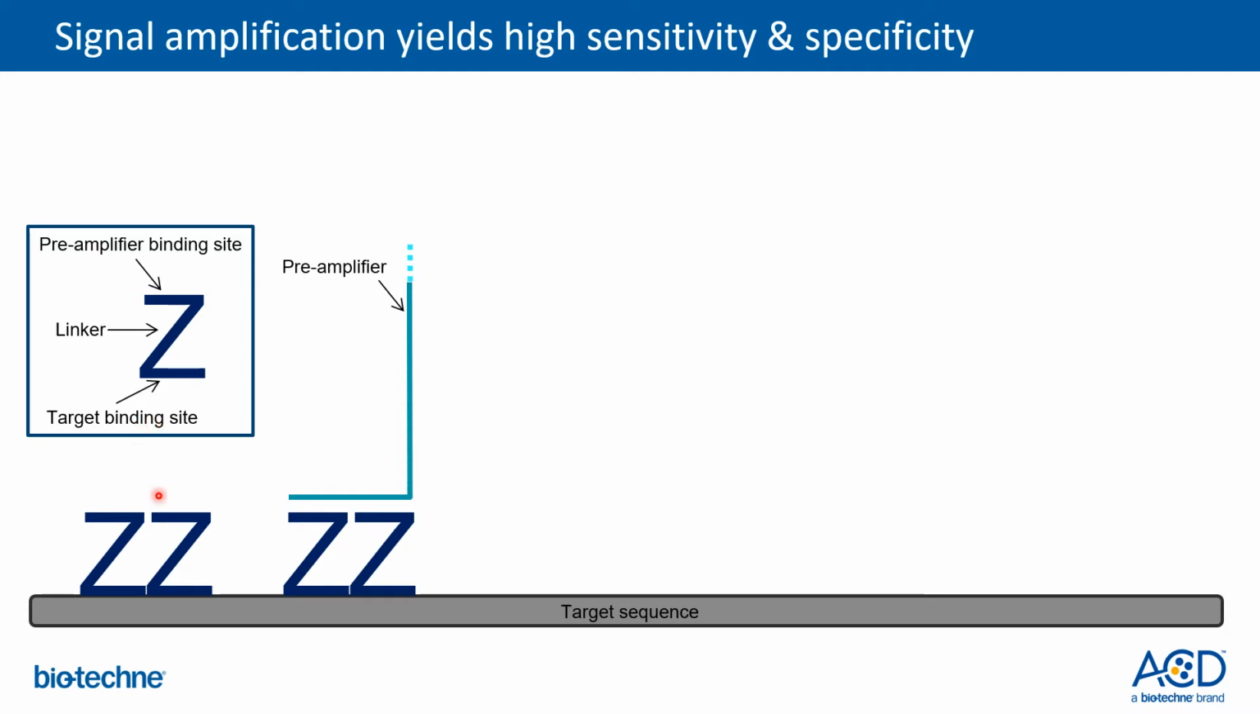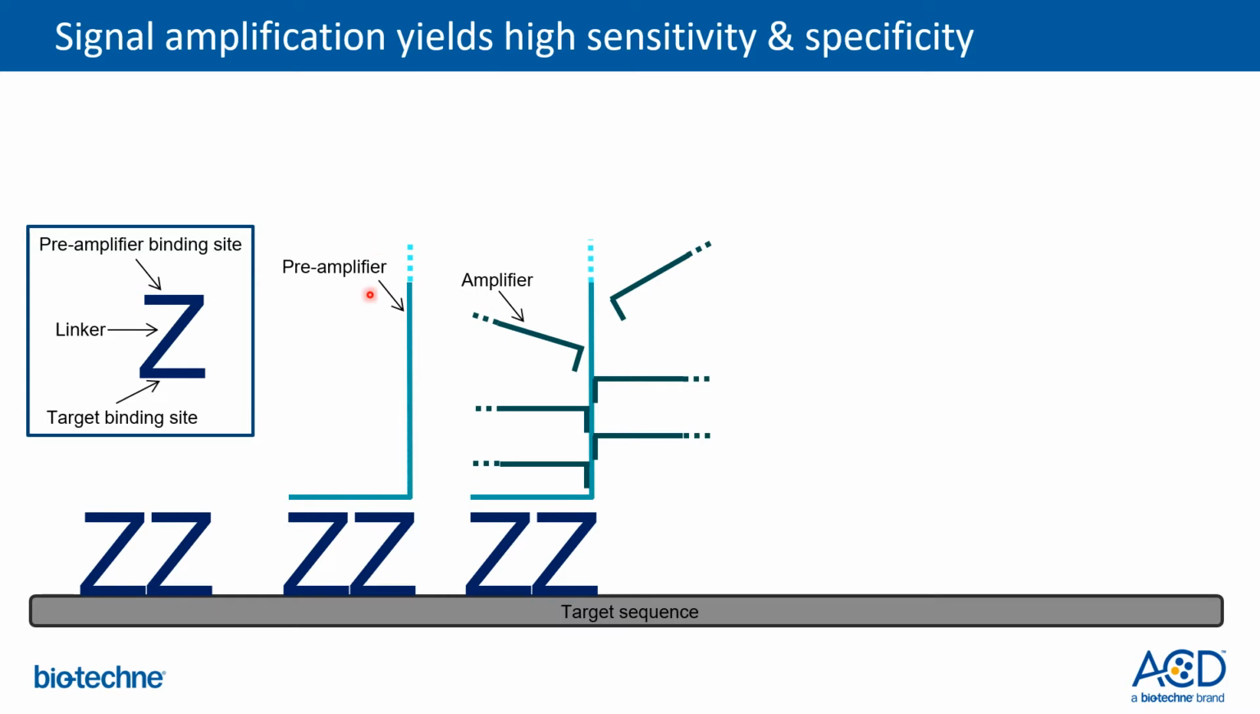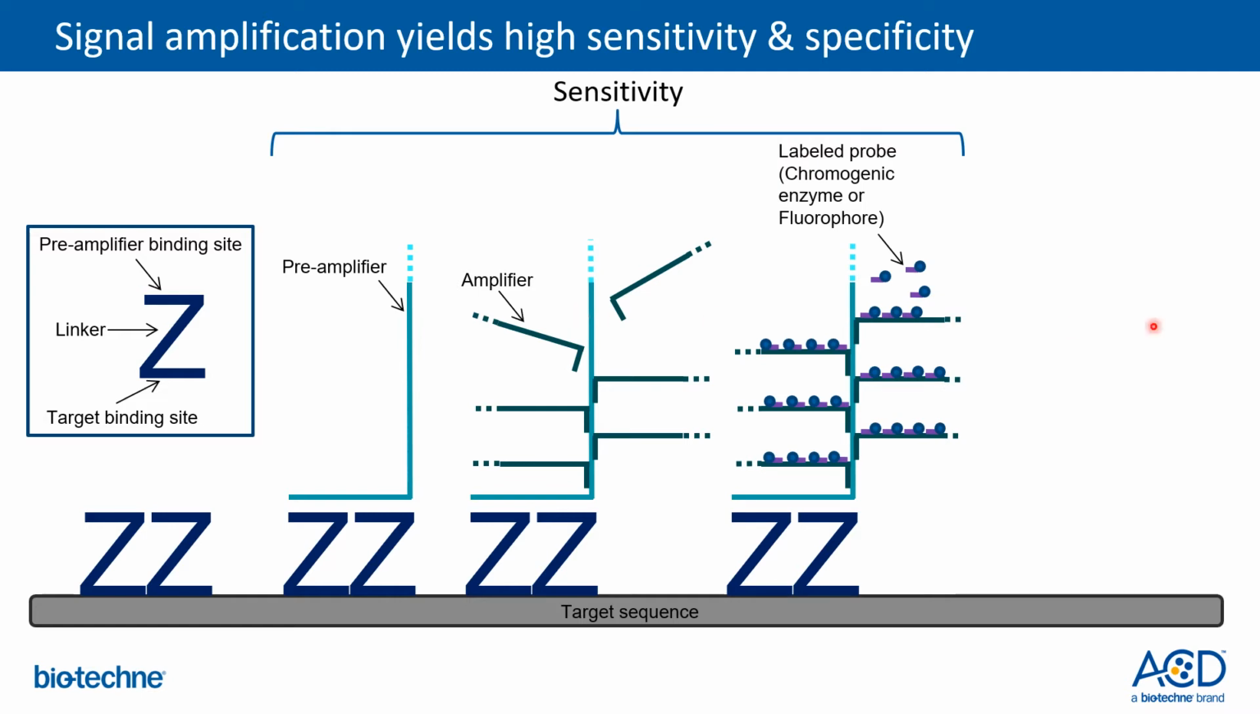We design our ACD RNAscope probes such that two Z probes have to bind in tandem next to each other on your target sequence, and this Z pair forms the binding site for your preamplifier molecule. The preamplifier is then bound by the amplifier molecules, followed by which you have your chromogenic or fluorescently labeled probes bound on to the amplifier. Now, this particular strategy allows for detection of really low expressing targets, giving high sensitivity of detection.